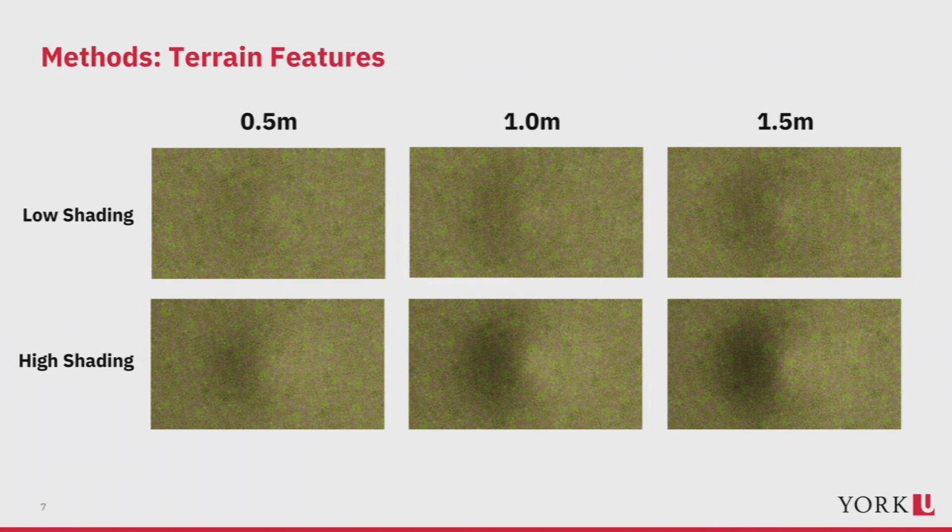So here are some examples of our terrain features. I have the low shading across the top row, high shading along the bottom row, and this is a range of feature heights. So it goes from 0.5 meters up to 1.5 meters. The one thing I want you to notice is that as the feature height increases, so does the intensity of that shading. So the task was to discriminate whether this terrain feature was a mound or a dip, and we conducted this study and the subsequent studies using a MetaQuest 2 head-mounted display.